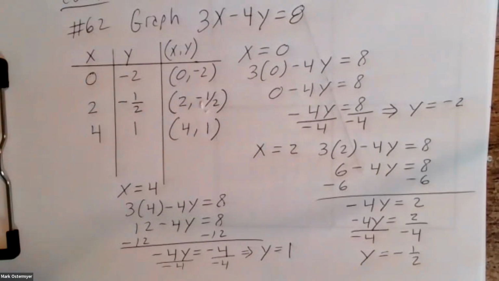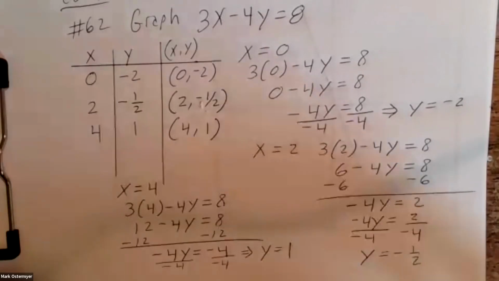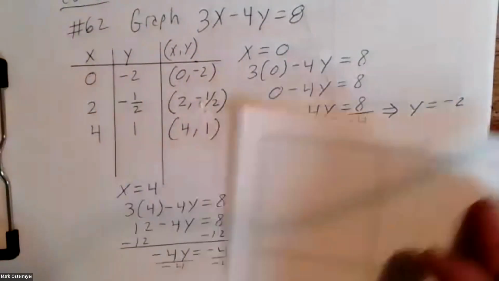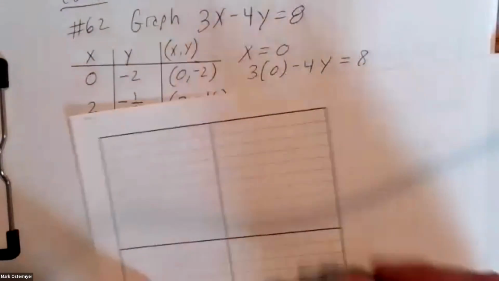All right, so I chose 0, 2, and 4 for my x values. You may have chosen other values. The bottom line is, when we plot these points and connect them with a straight line, we better have the same graph. So I'm going to plot these points now on my xy plane.